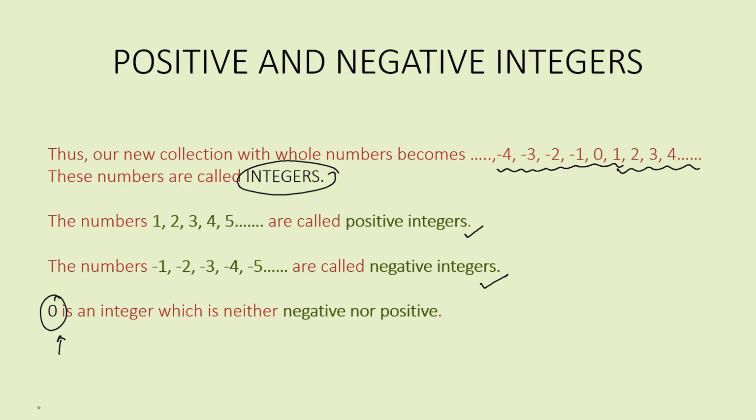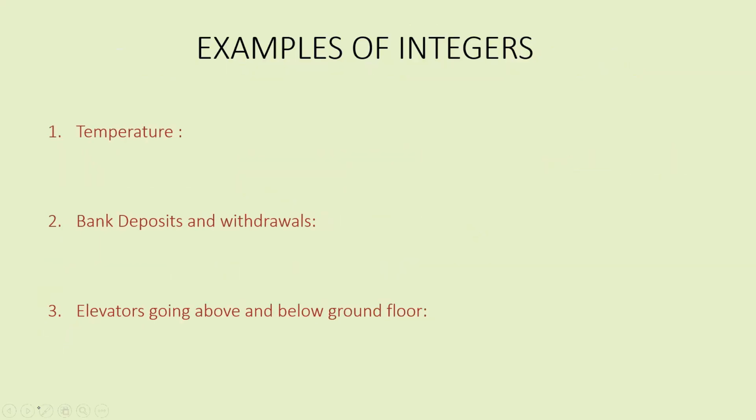Now, let us take some examples of integers. In daily life, we come across temperature. When we go to a place where it snows, we say the temperature over here is say -15 degrees Celsius. Now, -15 degrees Celsius basically shows that the temperature is less than 0. It is on the negative side, and over here it snows and it is -15 degrees Celsius. So this is one example of integers.